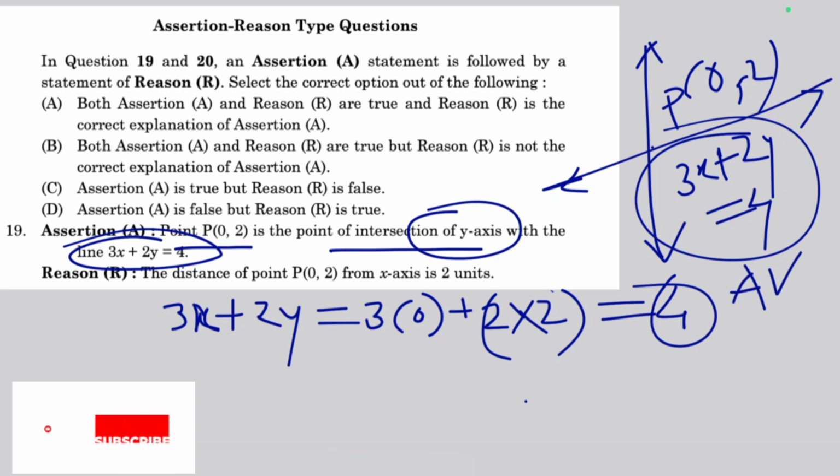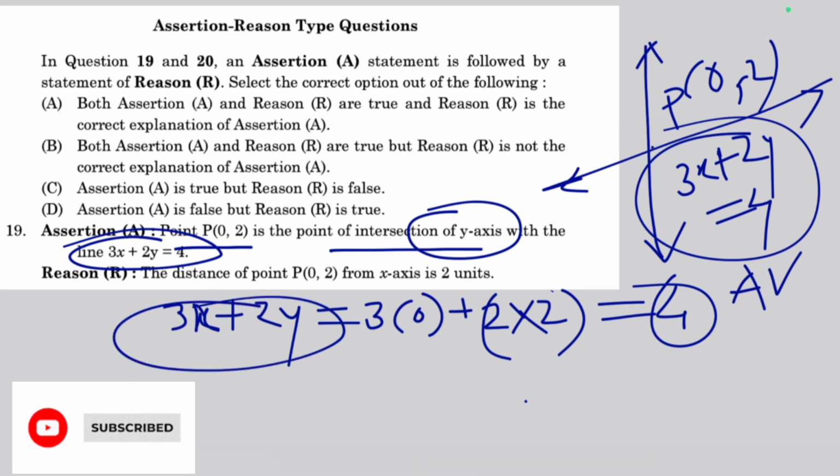Now we will go for the reason. The reason given here is about the distance. Yes, we know that the distance of point P(0, 2) from the x-axis is 2 units. The perpendicular distance from the x-axis gives us the y-coordinate. That is the simple definition that we know.